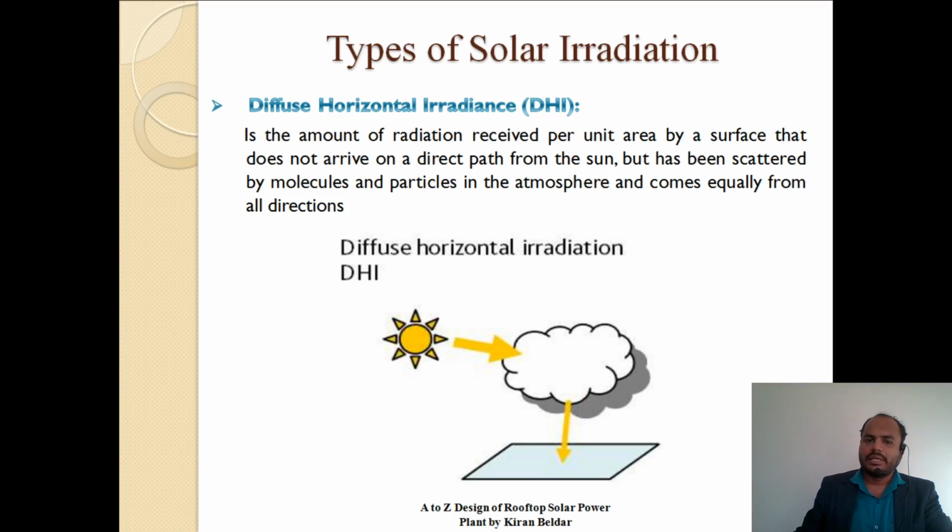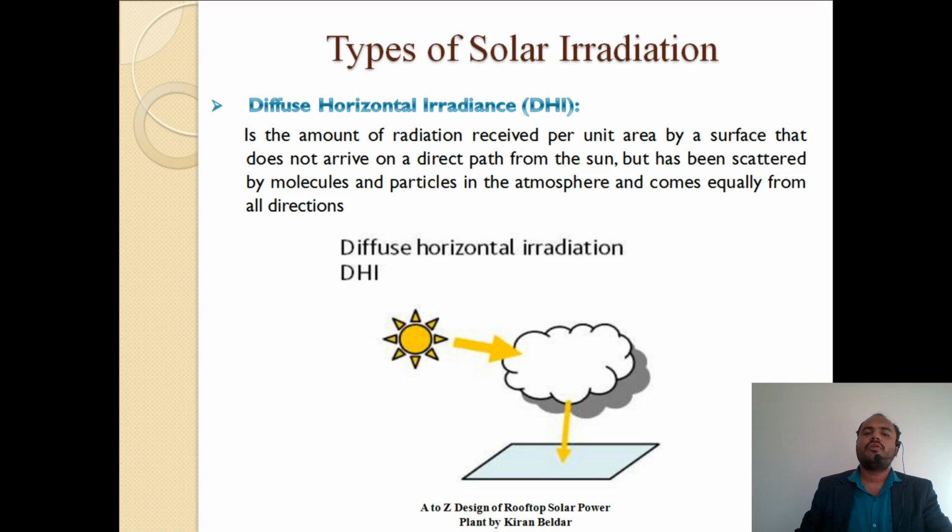Diffuse horizontal irradiation. Diffuse horizontal irradiation is a type of irradiation in which the sun's irradiation is not directly falling over the solar panel, but some of the energy which is absorbed by the air molecules, and some of the energy which is absorbed by the clouds, is giving reflected radiation over the panel. This is called the diffuse horizontal irradiation. The diffuse solar rays are falling over the solar panel. This is nothing but the diffuse horizontal irradiance.